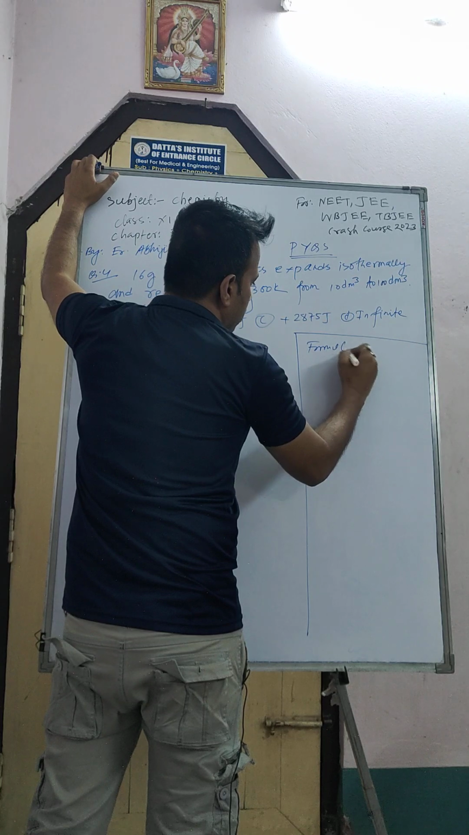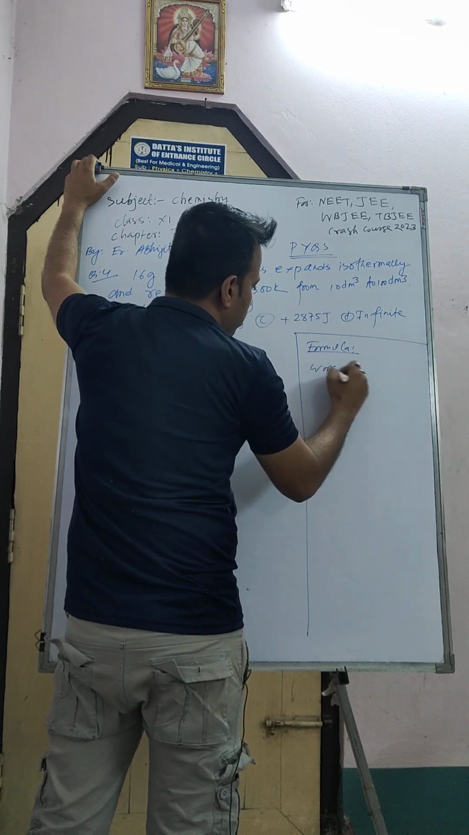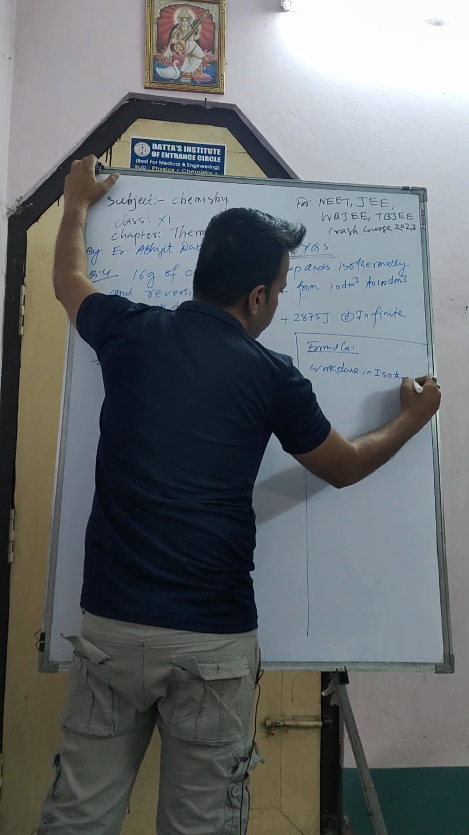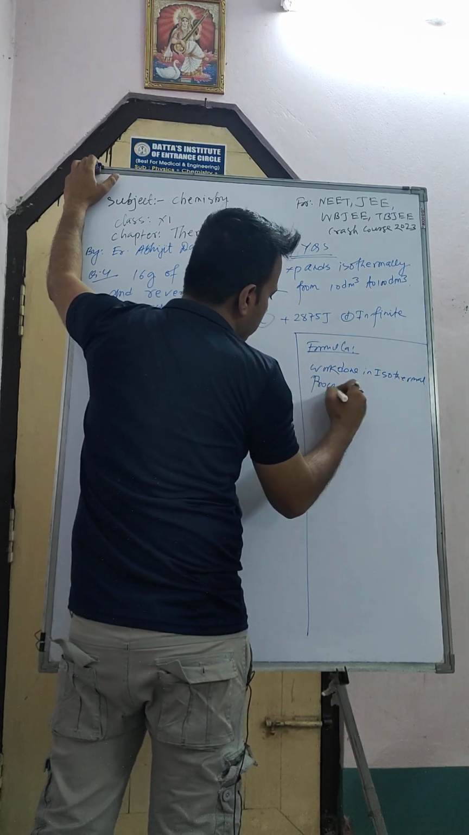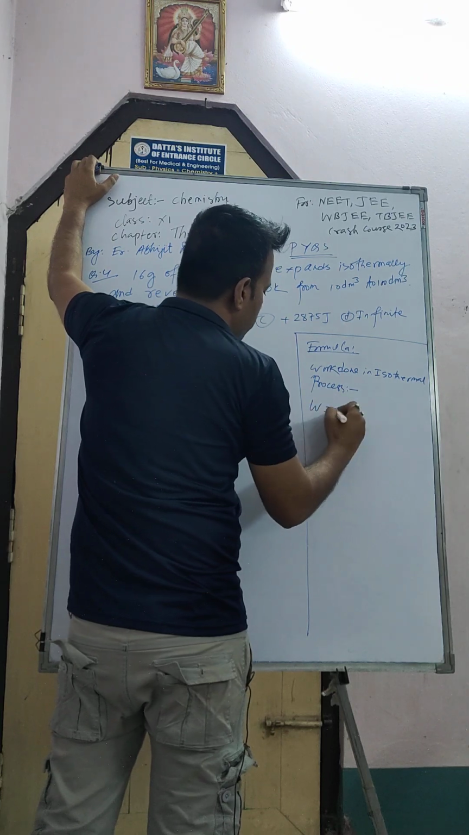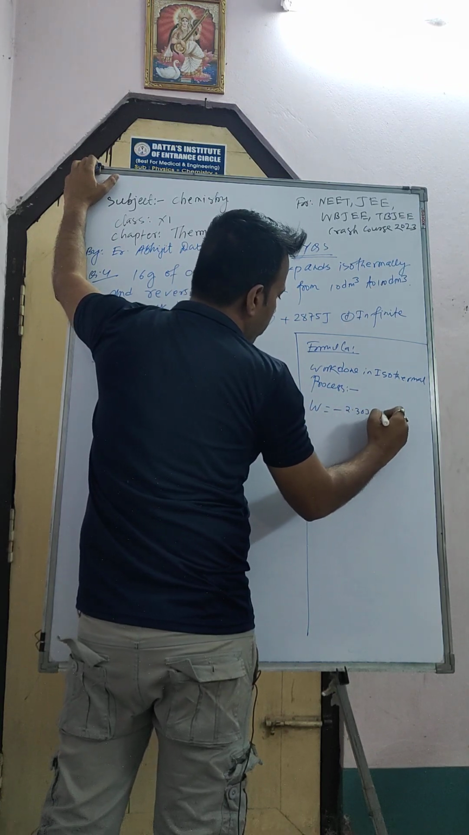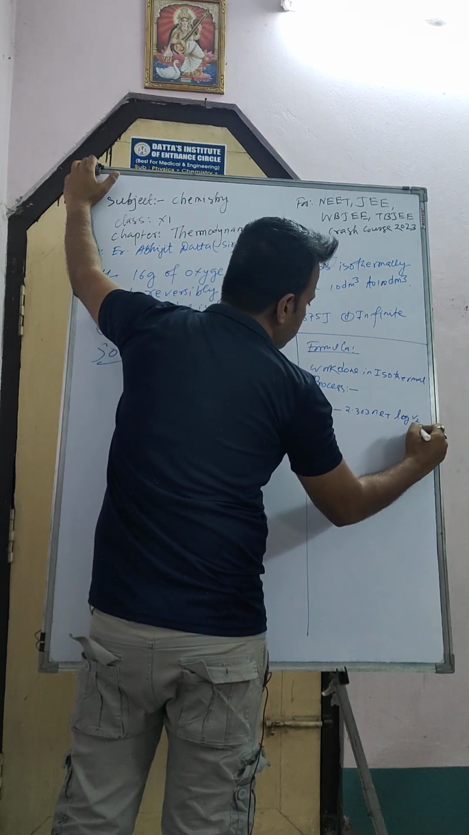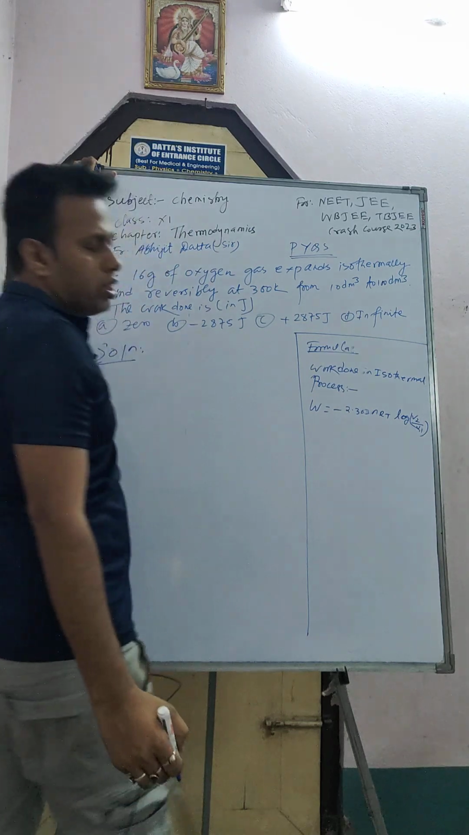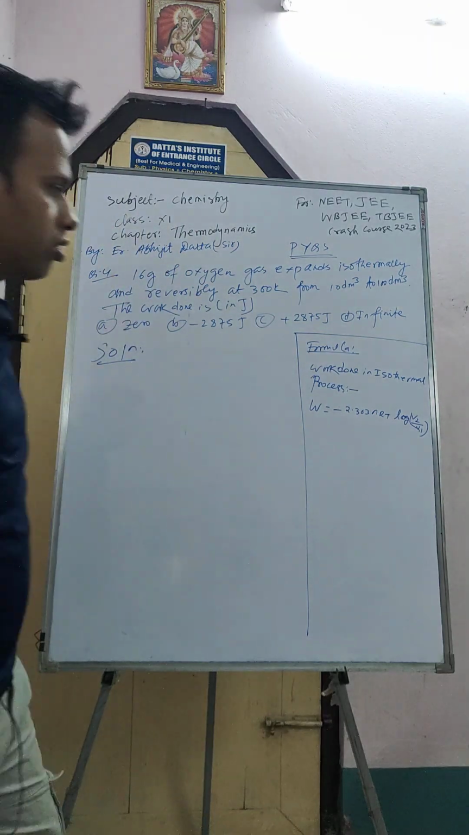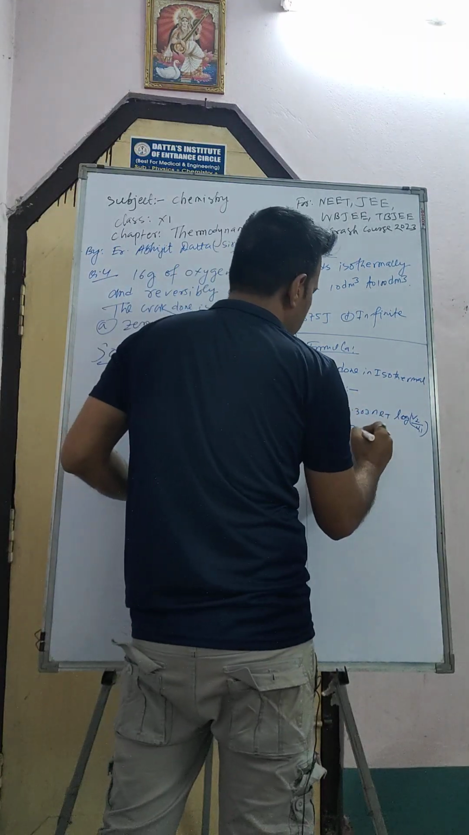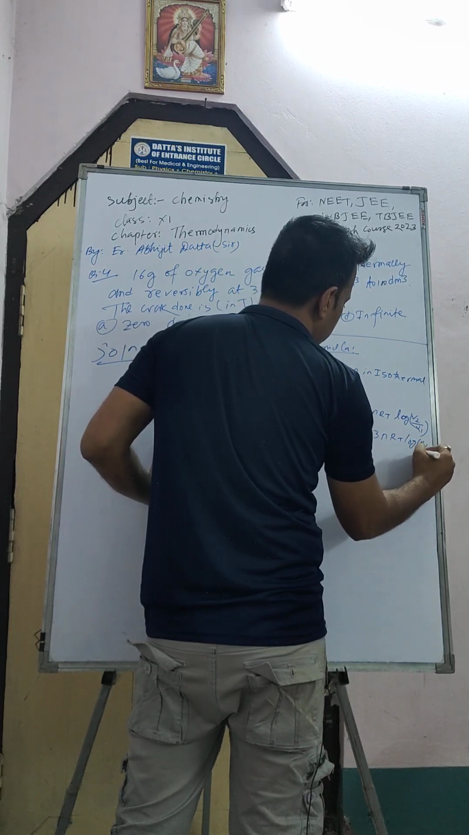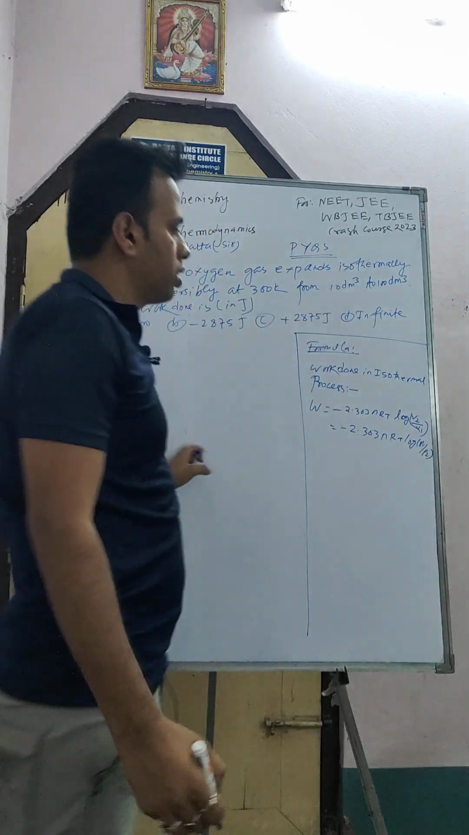The work done in isothermal process: W equal to minus 2.303 nRT log V2 by V1, or minus 2.303 nRT log P1 by P2 in terms of pressure. Here it is in terms of volume.